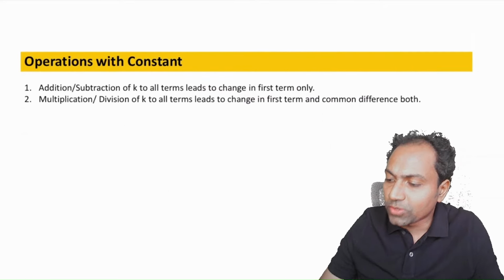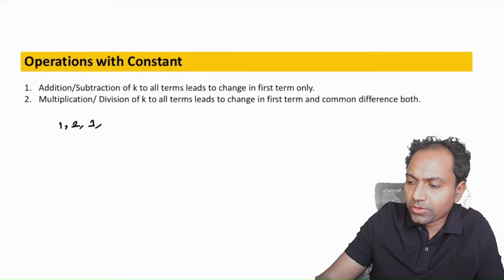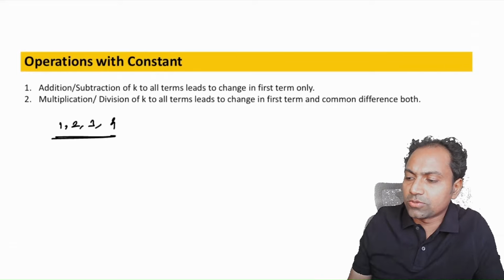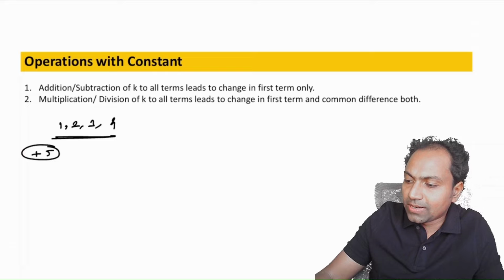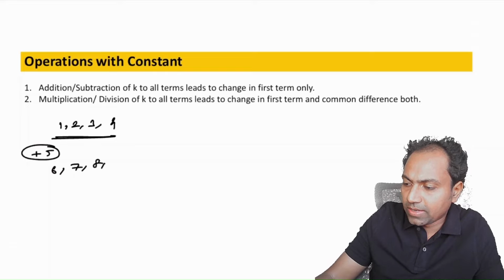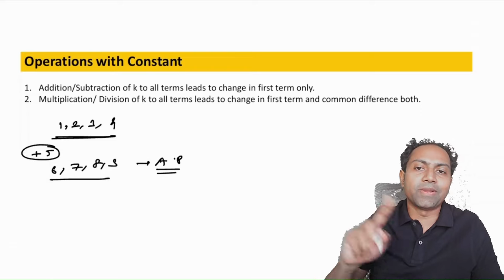Next is operations with constant. Now this is very interesting. I will take an example to explain. 1, 2, 3, 4. This is your arithmetic progression. So what we are saying is, if you add 5 to all the terms, so we are adding 5 first, you can see that this becomes 6, 7, 8 and 9. Still this is in AP. If you add a constant term to an AP, it still remains in AP.